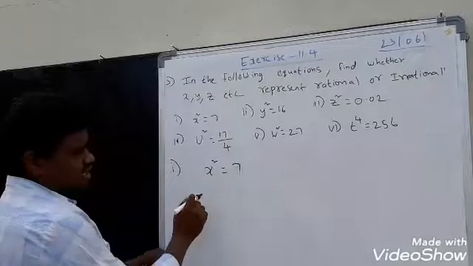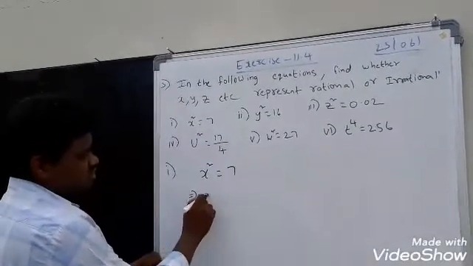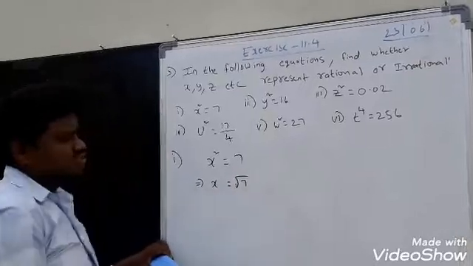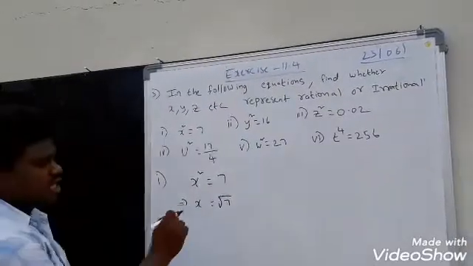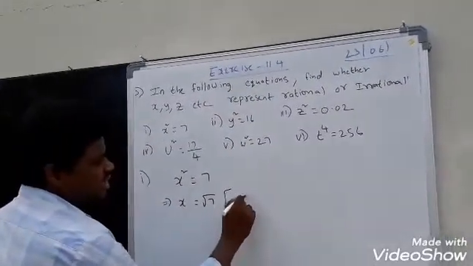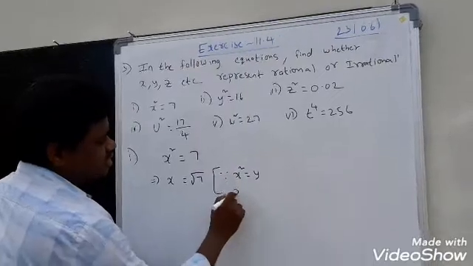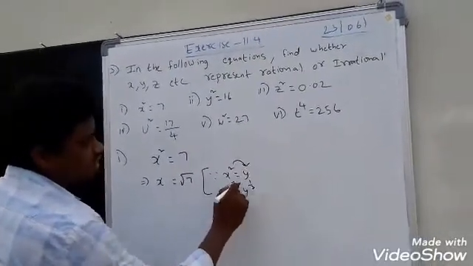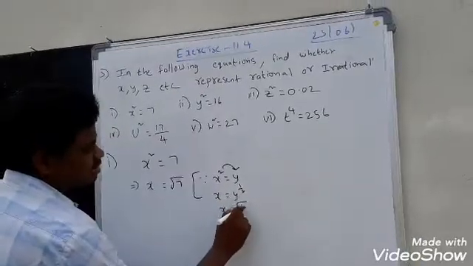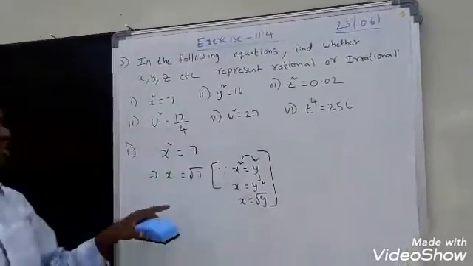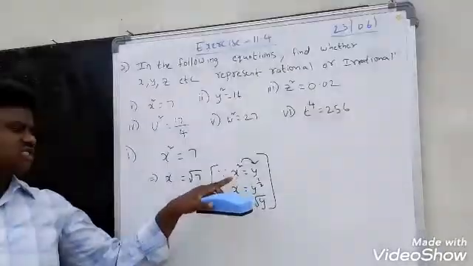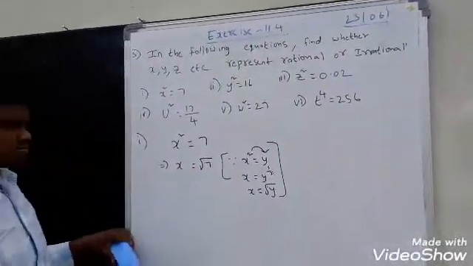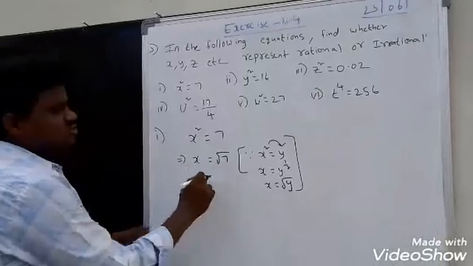So here, if x square equals 7, you can write x equal to root 7. You have one formula: if x square equals y, then x equals y power 1 by 2, that is, x equals root y. So simply, if anybody asks x square equal to y, you can write x equal to root y. This is the format. That means x equals root 7.